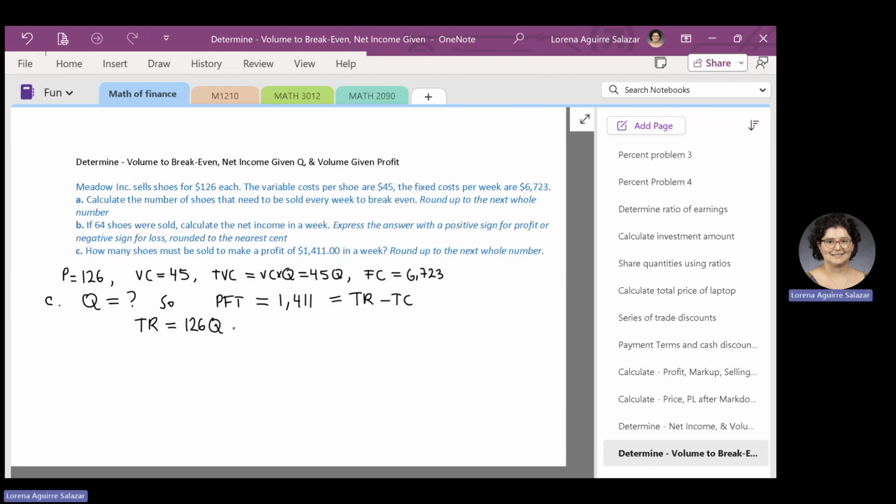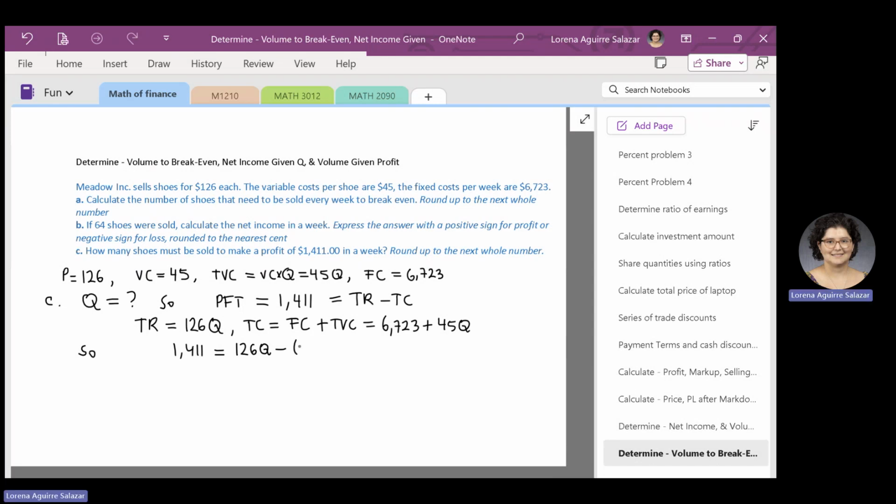Well, the total costs come from adding two types of costs. We have fixed costs and we have total variable costs. Fixed costs are 6,723. The total variable costs are 45 times Q. So we want to make sure that 1,411 is equal to 126Q, that's the total revenue earned, minus the total costs, and that's 6,723 plus 45Q.